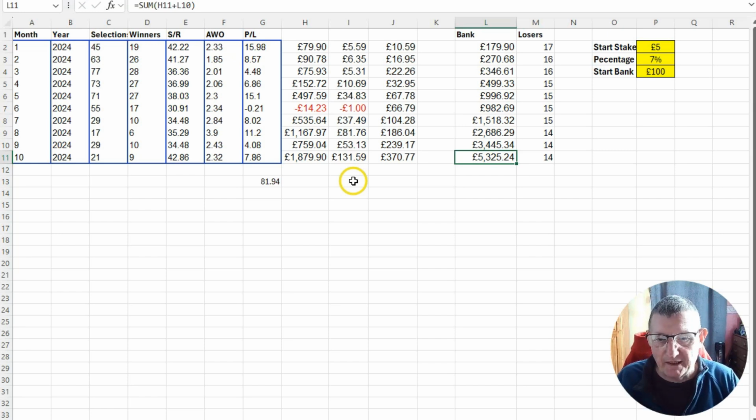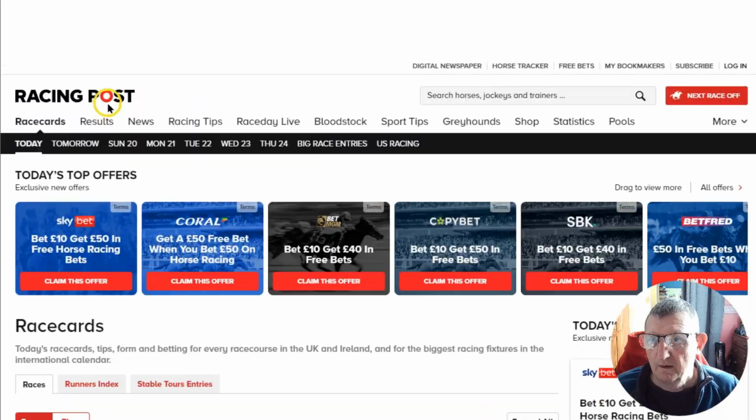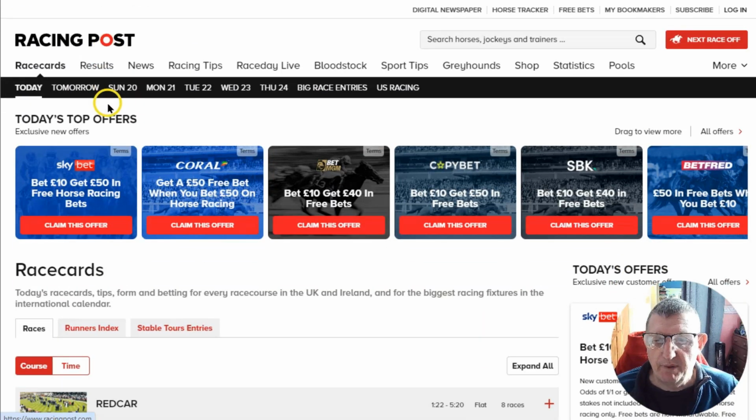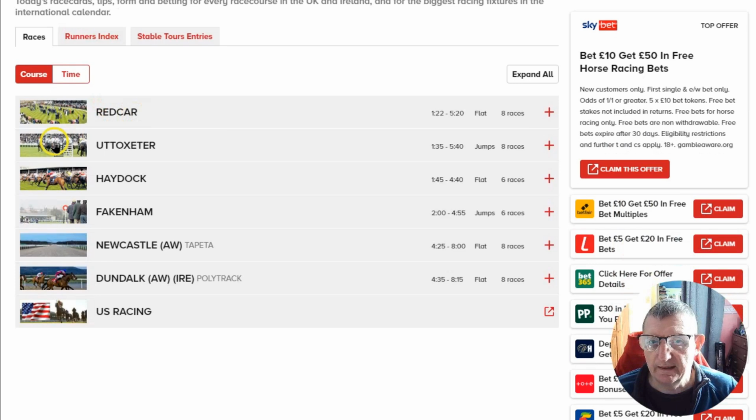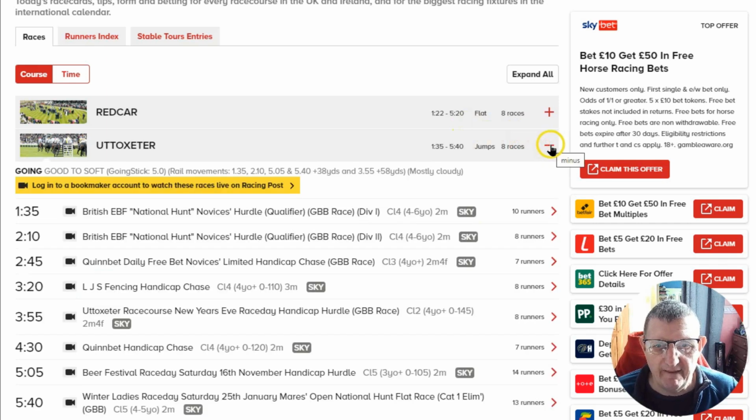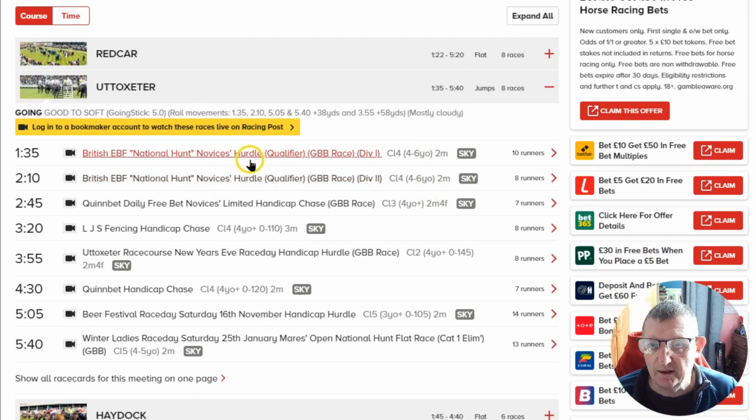So that's the spreadsheet. I'm now going to show you how to select the runners, and then I'll show you how you can get your hands on this spreadsheet if you want to play around with it. Okay, so we're at the Racing Post site, and if we come down, we can see the different types of races. We've got flat, jumps. So we're interested in jumps. If you click there, you can see which type of races they are.